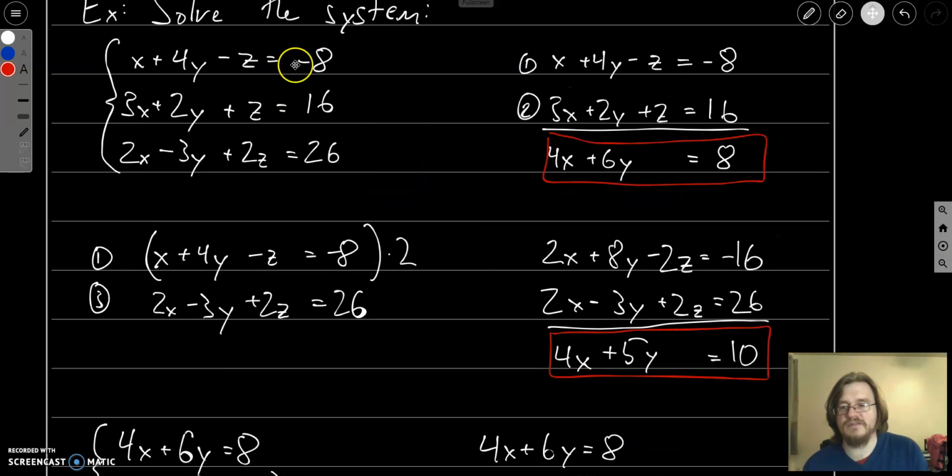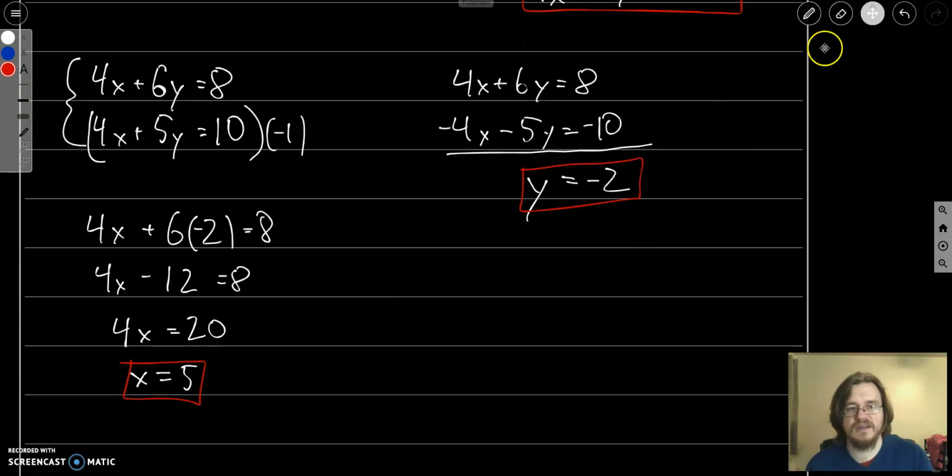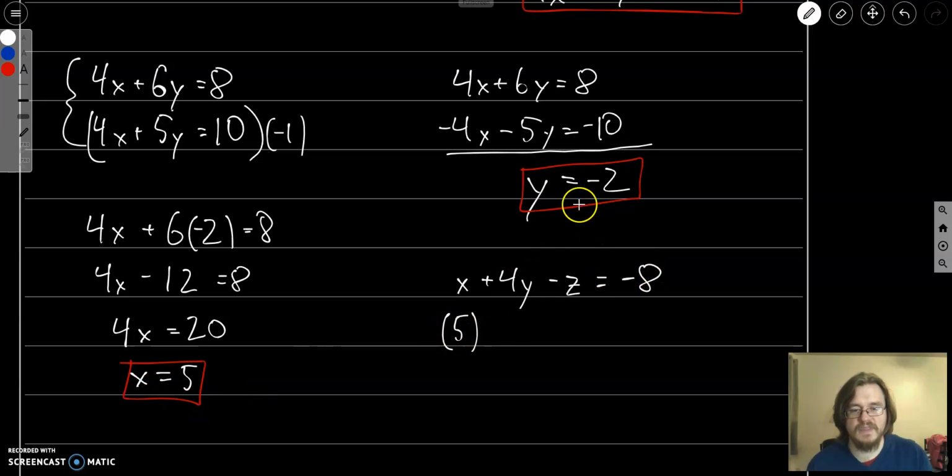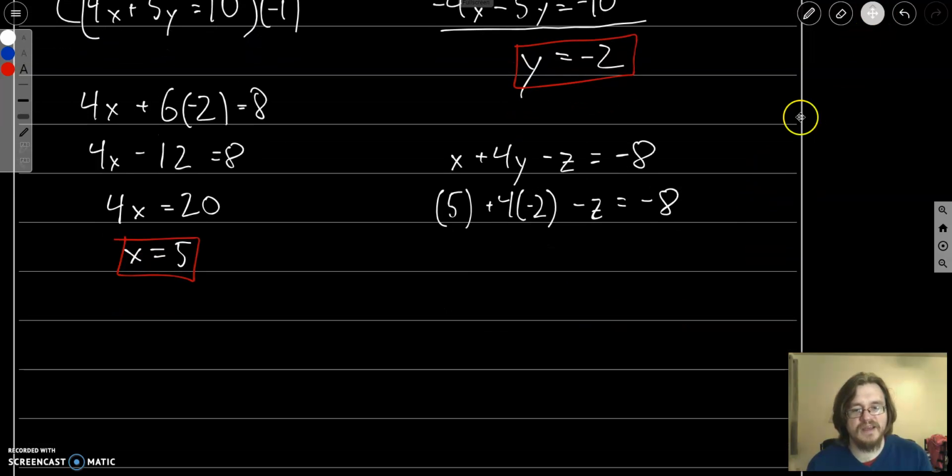So we'll have to go back to the very beginning. Let's look at this first equation here. I've got x plus 4y minus z is equal to negative 8. But I know what x is. I know what y is. The only thing left to figure out is z. So we have, I'll just write this again, x plus 4y minus z is equal to negative 8. But I know that x is 5. I know that y is negative 2. I don't know what z is yet, so I'll just have to come back to that one.